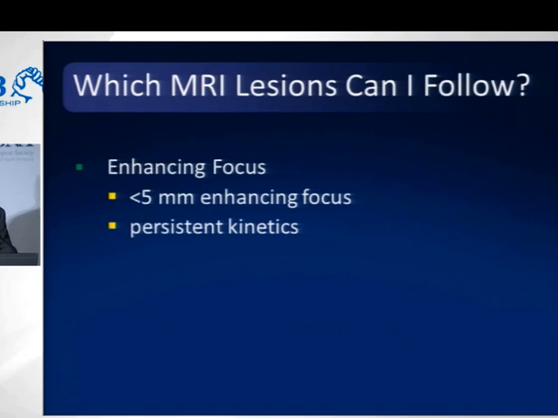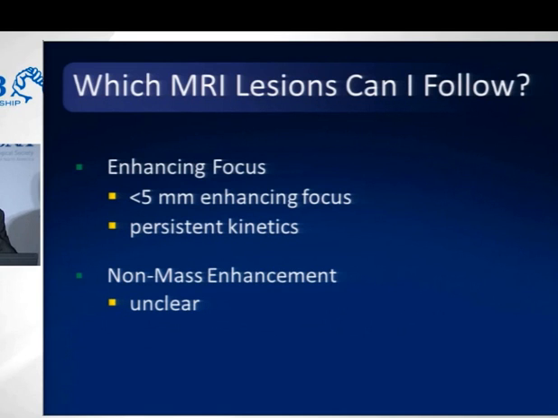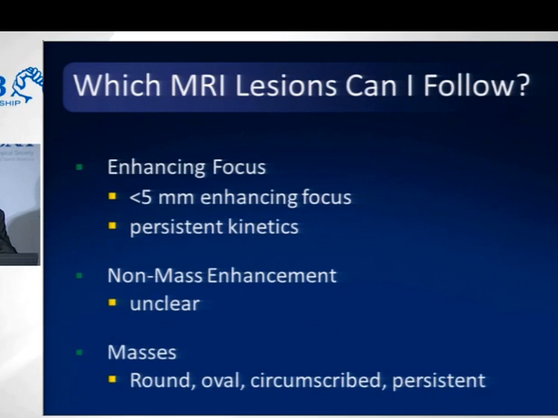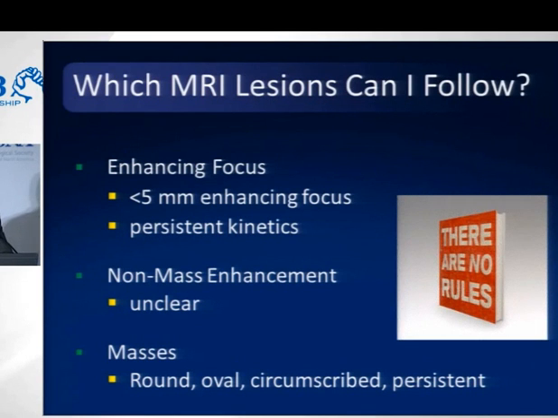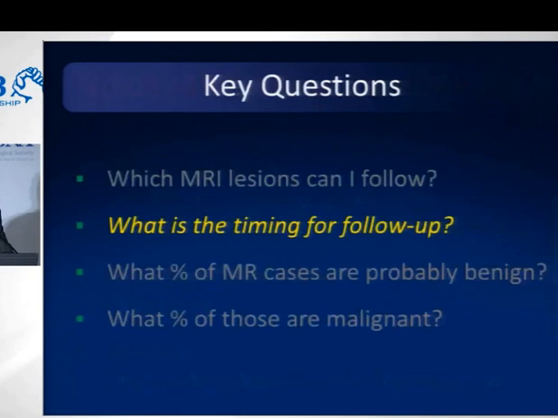Probably the enhancing focus with persistent kinetics. Non-mass enhancement, it is unclear which ones are safe to follow and which aren't. And masses that are round or oval, circumscribed with persistent kinetics are probably safe to follow, but I have no data to share with you on how safe that is. Remember, when it comes to MRI, there are no rules.